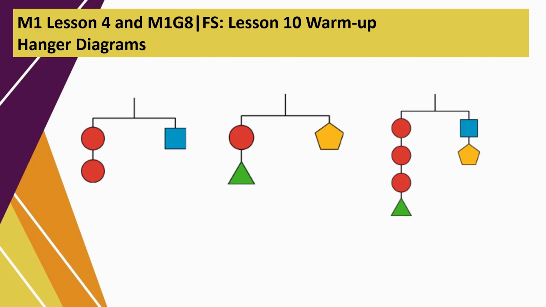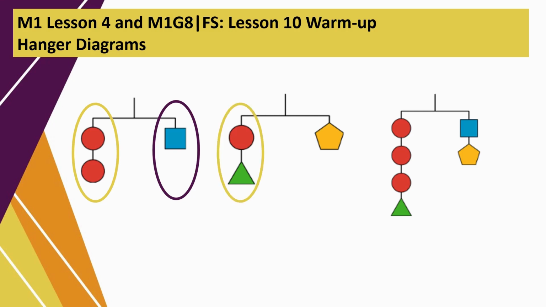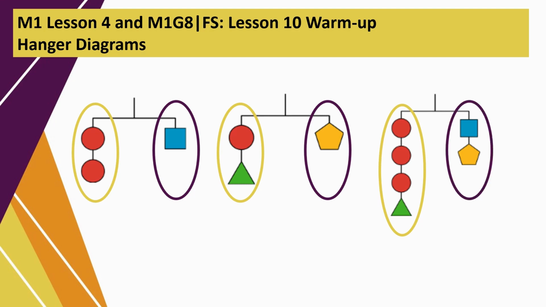Students can reason that if two circles weigh the same as one square, and one circle and one triangle weigh the same as one pentagon, then the combined weight of the three circles and one triangle should also be equal to the combined weight of one square and one pentagon.